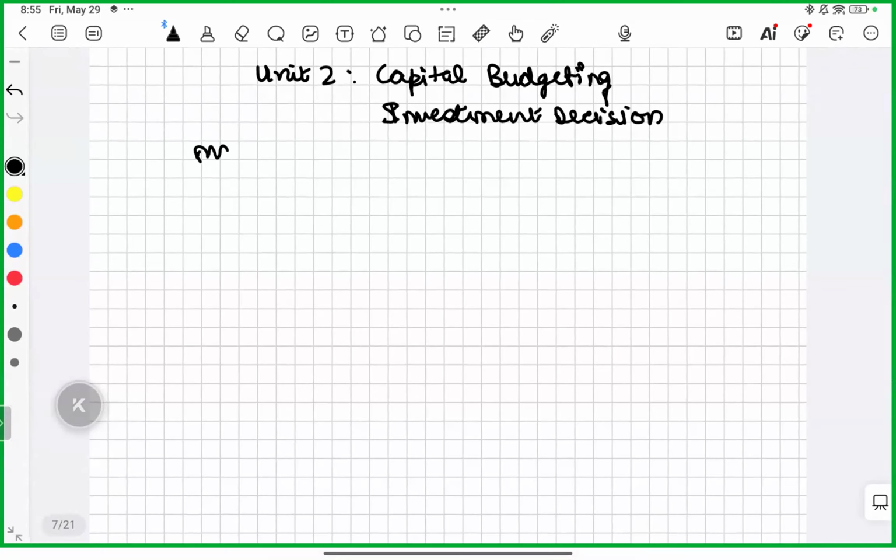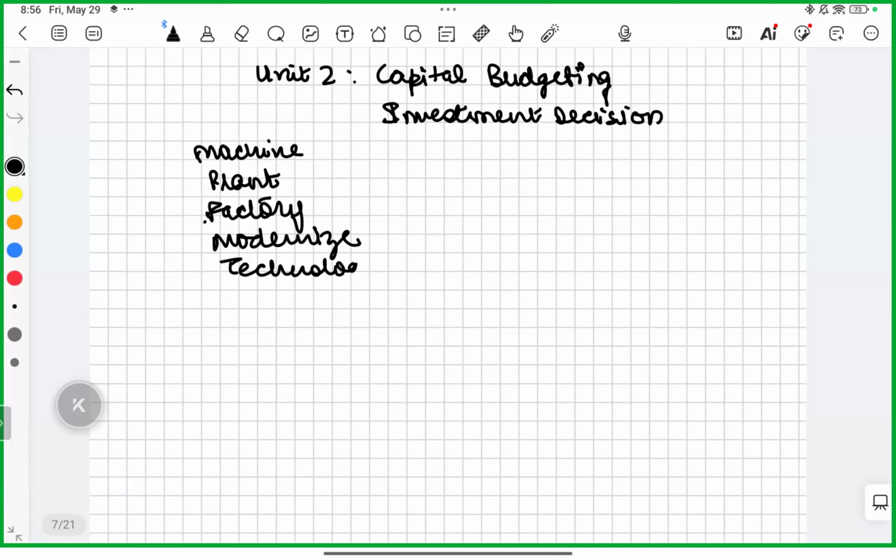You buy a machine, you buy a new plant, you set up a factory, you modernize a current factory, you invest in technology. There are so many ways in which you can invest money. Now, when is an investment called successful? So first of all, what is an investment?